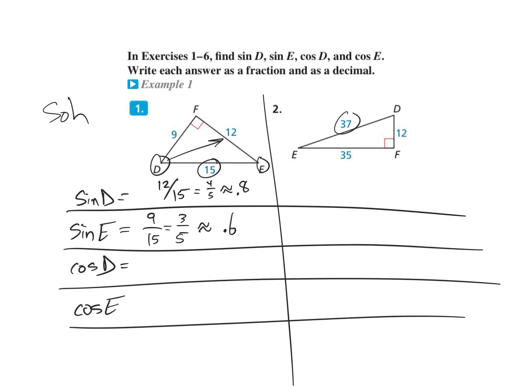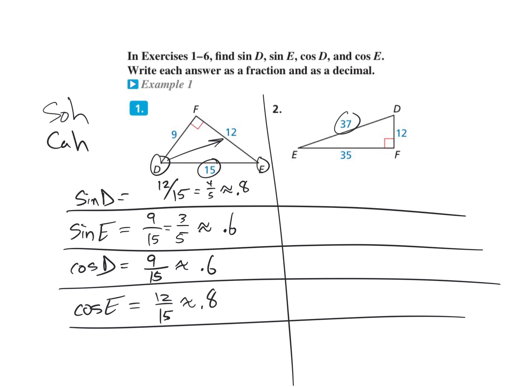And now the cosine of D. Cosine is the adjacent leg. So at D, the adjacent leg, the attached leg, is 9 over the hypotenuse, 15, which we already have our answer up above. And the cosine of E is going to be the adjacent leg over the hypotenuse. Those are complementary or co-functions with the sine. So sine and cosine are co-functions in the opposite corners.